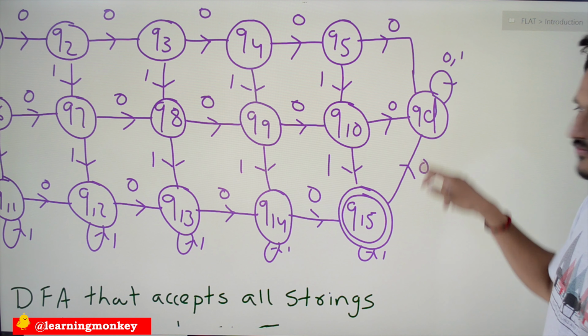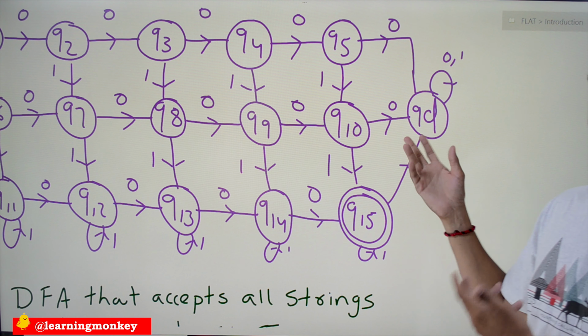The same way, whenever you go to the dead state, the remaining logic should not be considered, because we already lost the logic of 4 zeros. No need to check the remaining things. So that's why we call it the dead state.